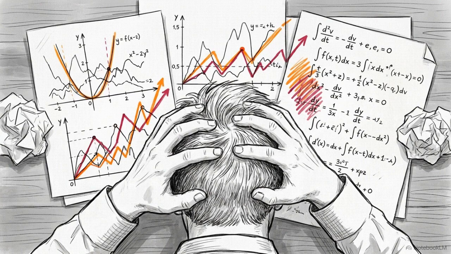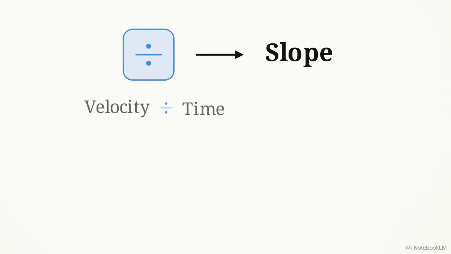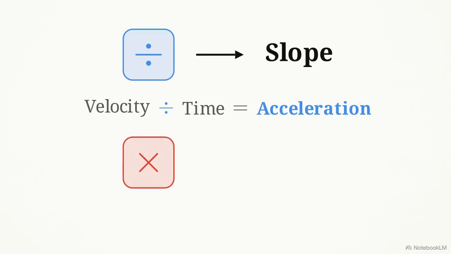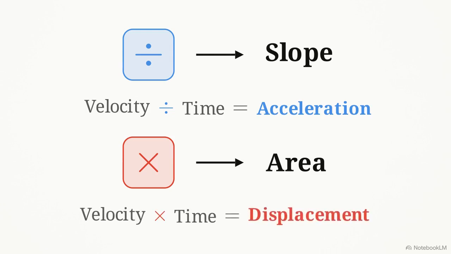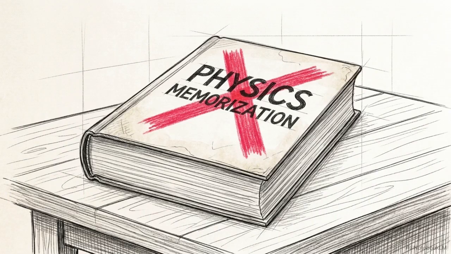Staring at kinematic graphs and trying to memorize what every single curve and line means is frustrating. Instead, there is a universal framework that decodes any graph instantly. Divide the y-axis by the x-axis, and you calculate the slope. On a velocity time graph, dividing velocity by time gives you acceleration. Conversely, multiply the axes to calculate the area under the curve. Multiplying velocity by time yields total displacement. By applying this division and multiplication rule, the physical meaning of the graph reveals itself. You don't have to rely on rote memorization anymore.